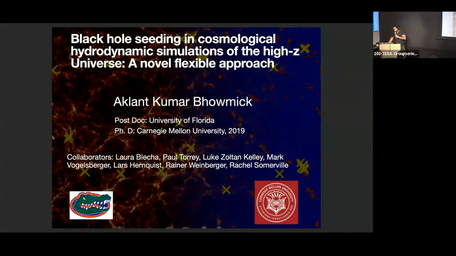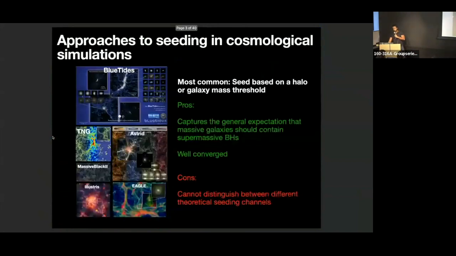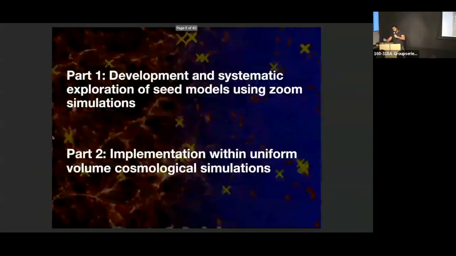And in the process, be able to directly confront the fact that in most large volume simulations, we come nowhere close to resolving these seeds coming from these different theoretical seeding channels. Melanie, of course, gave a really nice review of a wide range of seeding approaches that have been taken in the past, which allows me to skip the first two slides and move straight to the main body of my talk, which will be in two parts. In the first part, I'll talk about how we develop these new seeding prescriptions using high resolution zoom simulations. And in the second part, I'll be talking about how we implement this in uniform volume cosmological simulations.